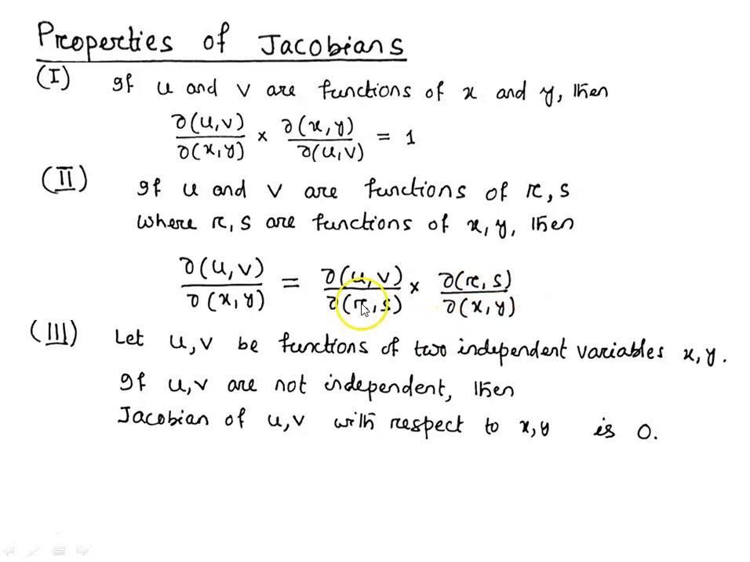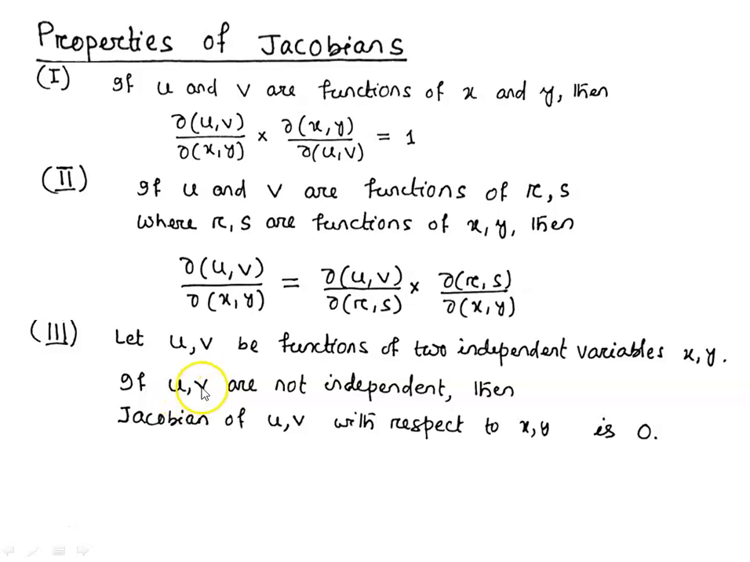Now the third property of Jacobian is: let u, v be two functions of two independent variables x, y. These x, y are independent variables. If u and v are not independent, then the Jacobian of u, v with respect to x, y is 0. Here these x, y are independent variables and u and v are functions of these two variables.